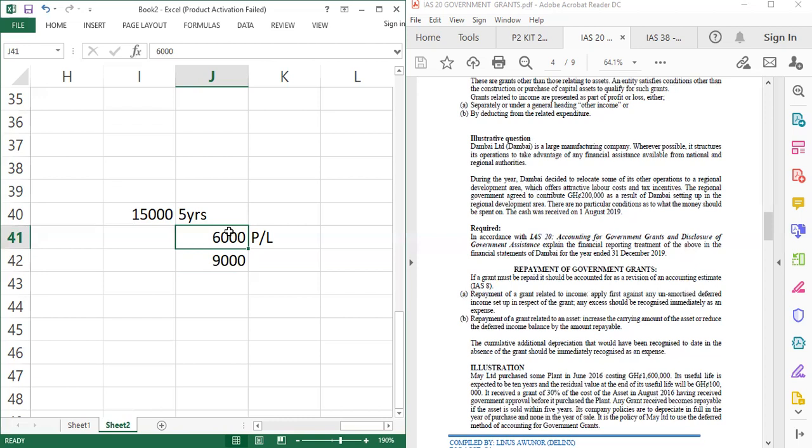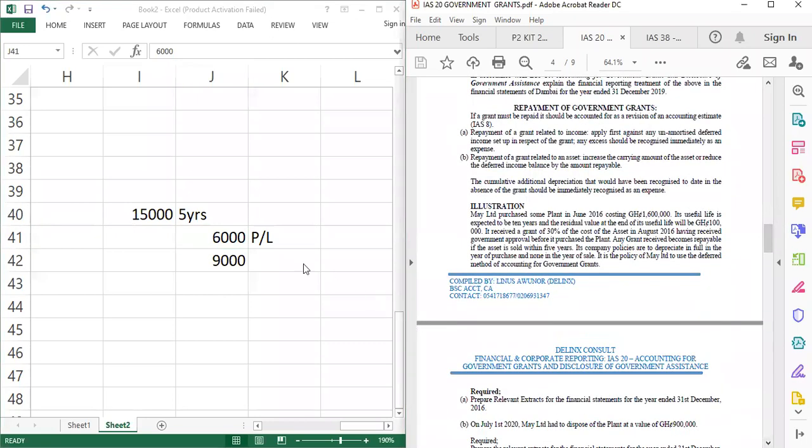If the grant was not taken, the depreciation should have been 20,000. But if the grant is taken, it is 17,000, which means that every year you're undercharging your depreciation by 3,000. Since the grant is no longer taken, put those undercharged depreciation amounts together and send them to profit or loss as an expense. Let's look at this example so that we know what we are talking about.